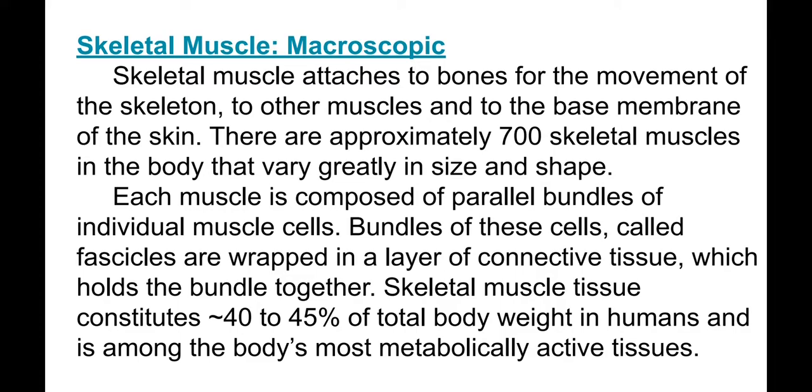Okay, again, each muscle is composed of parallel bundles of individual muscle cells. Bundles of these cells, called fascicles, are wrapped in a layer of connective tissue which holds the bundle together. Skeletal muscle tissue constitutes about 40 to 45% of total body weight in humans and is among the body's most metabolically active tissues.